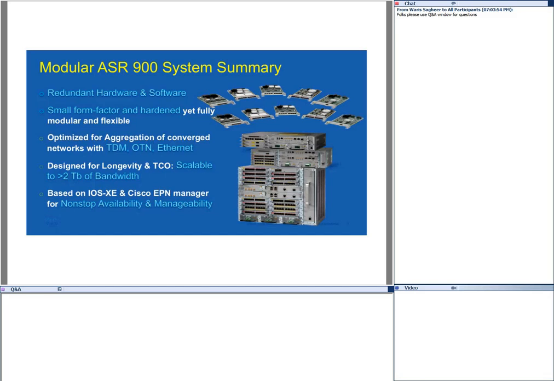Optimized for aggregation of converged networks. So I made a point about how the networks are converging. So if you have multiple types of traffic which needs to be carried on the network, right, TDM, Ethernet, optical. So you could design a single network using 907, 920 to carry all the traffic. So you don't need multiple networks. So this is again basing not just on the fact that we support multiple interfaces, but it's also on the software as well.